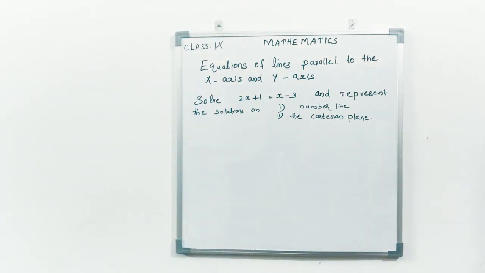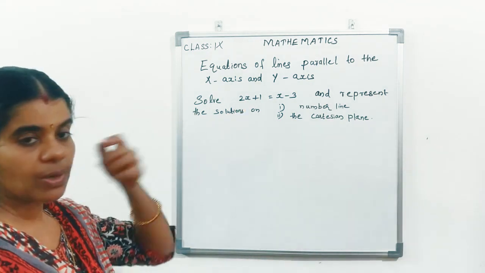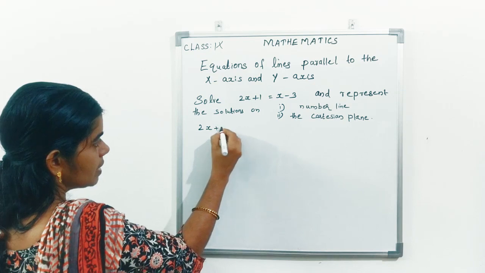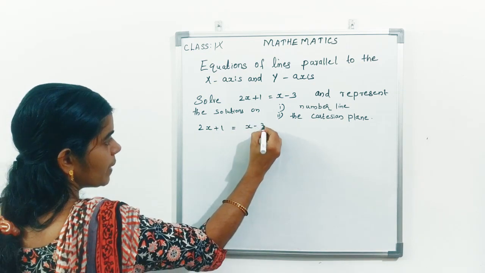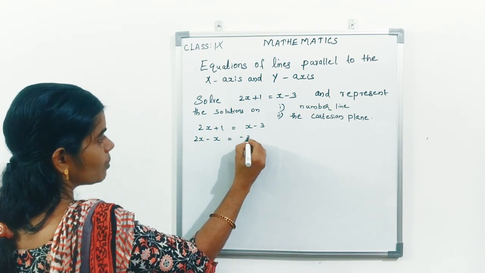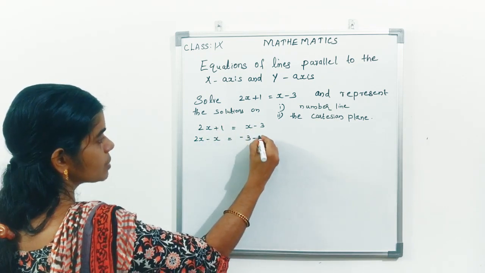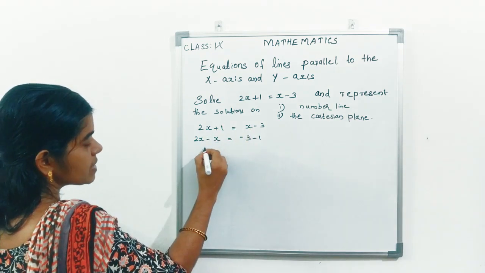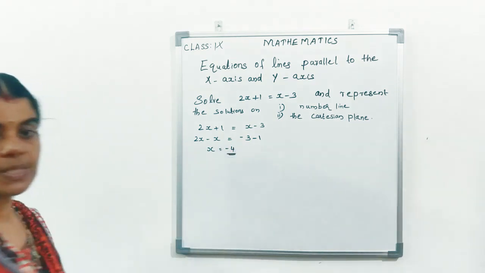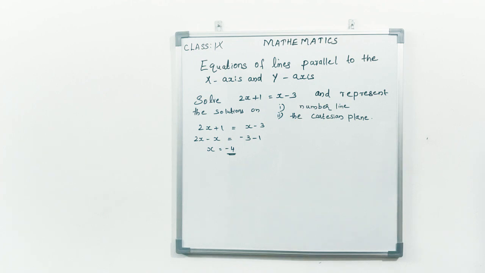First you want to solve this. You already know that variables are on both sides. 2x plus 1 is equal to x minus 3. 2x minus x is equal to minus 3 minus 1. So x is equal to minus 4. This is our solution that you want to represent on a number line and the Cartesian plane.